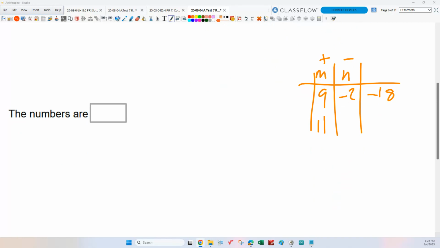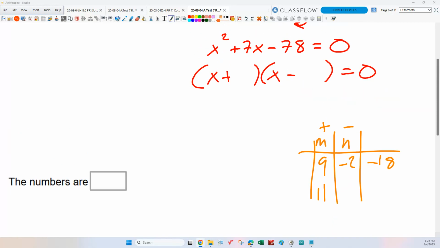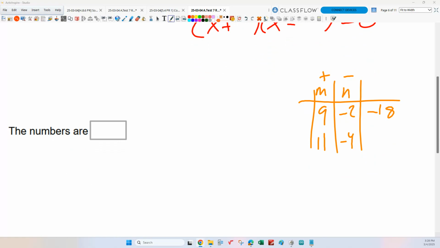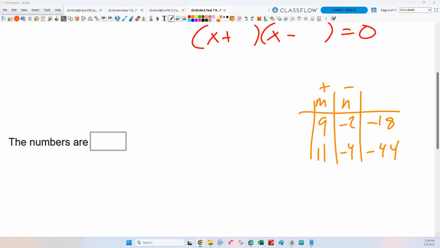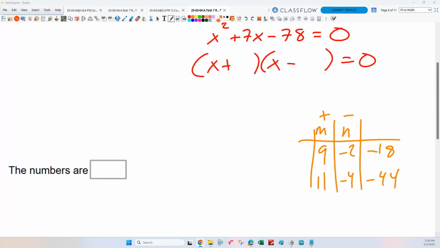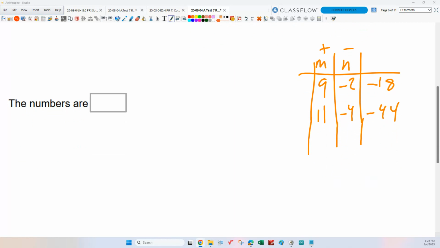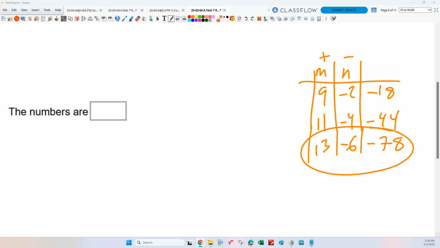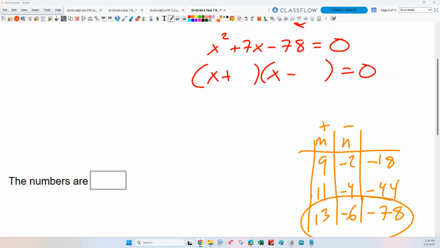How about 11? And 11 plus what is 7? Negative 4. So that gives me negative 44. Still not big enough. What do you think? Maybe like 13 and let's try that. 13 and negative 6. And that gives me negative 78. So we got it, right? Okay. And you may not have even needed a table there. That's fine. So we get x plus 13 times x minus 6.